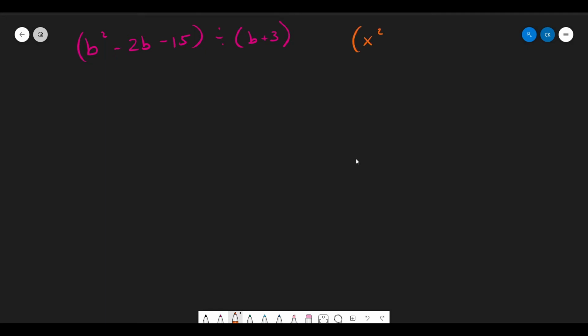x squared plus 11x plus 24 divided by x plus 8. All right, so take about 5 minutes, pause the video here, and try to do these on your own. Remember, because we're dividing by a binomial or a polynomial, we're not going to just take each term and divide it by this. We're going to have to factor the trinomial, and then we can cancel out things that are the same on top and on bottom. So go ahead, give this a try.